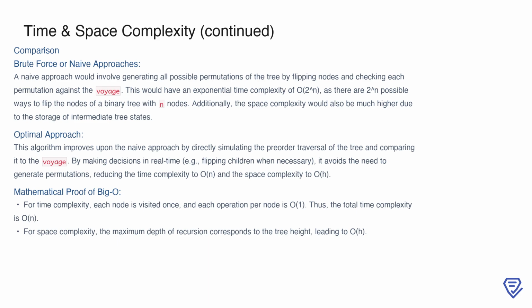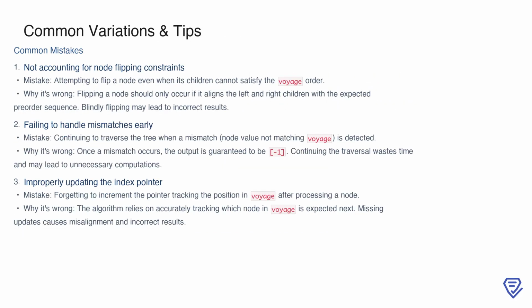Mathematically, for time complexity, each node is visited exactly once, and each operation per node is O(1), which together results in O(n). For space complexity, the maximum depth of recursion corresponds to the height of the tree, leading to a space complexity of O(h). Common mistakes in this problem often stem from misunderstanding key constraints.